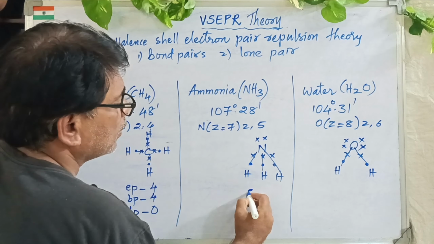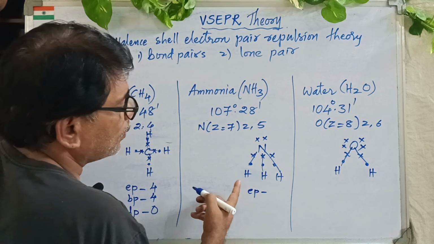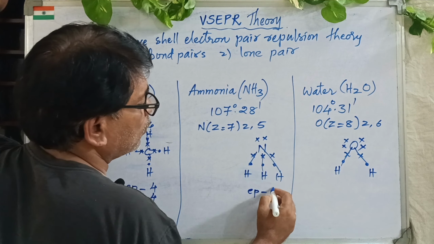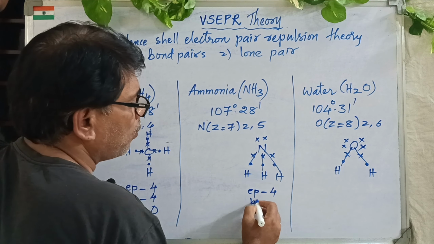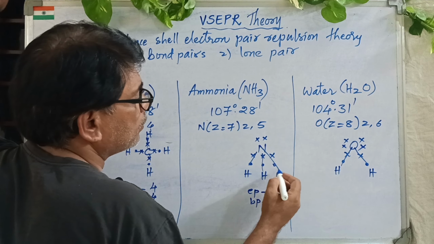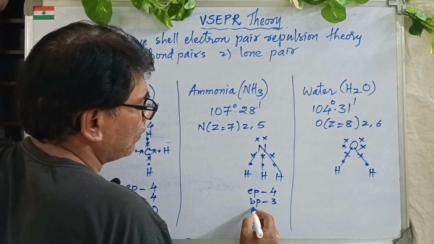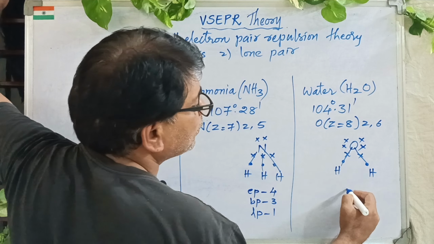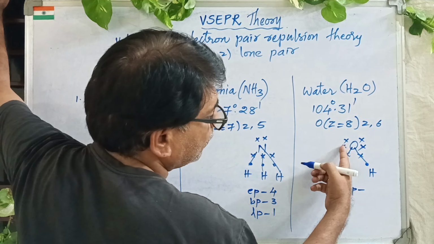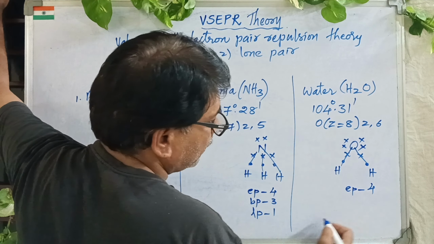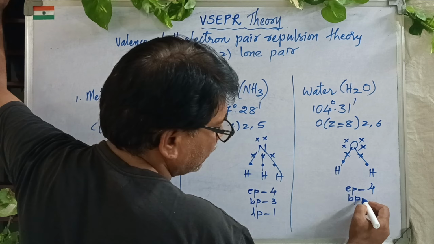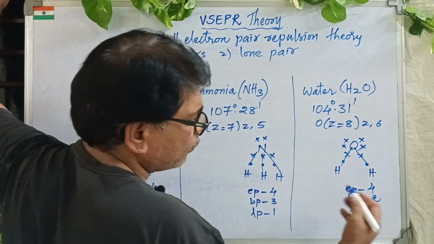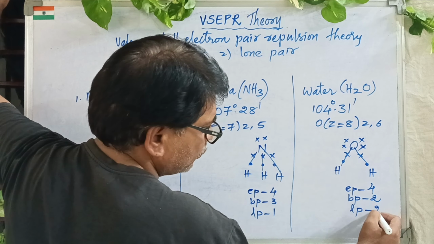Now coming to ammonia, how many electron pairs are there? 1, 2, 3, 4 pairs. Bond pairs: 1, 2, 3, therefore 3 bond pairs. Lone pairs: 1 lone pair. Now coming to water, electron pairs are 4. How many bond pairs do you find? 2. How many lone pairs, the leftover pairs that are not bonded? 2.